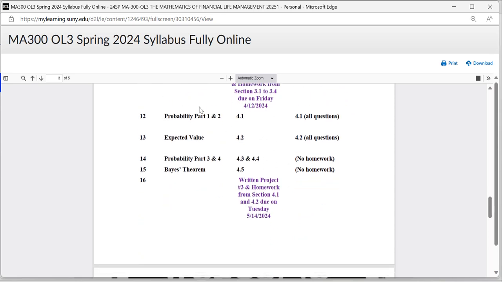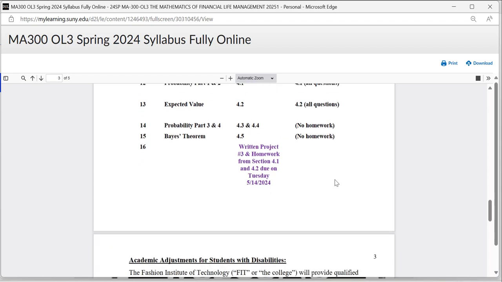Okay. And then week 12, probability part 1 and 2, section 4.1. Complete all the exercise from section 4.1. Week 13, expected values from section 4.2. You're going to complete all questions from section 4.2. And week 14, probability part 3 and 4, section 4.3, 4.4, no homework assignments aside. Week 15, Bayes theorem from section 4.5, no homework assignment aside.